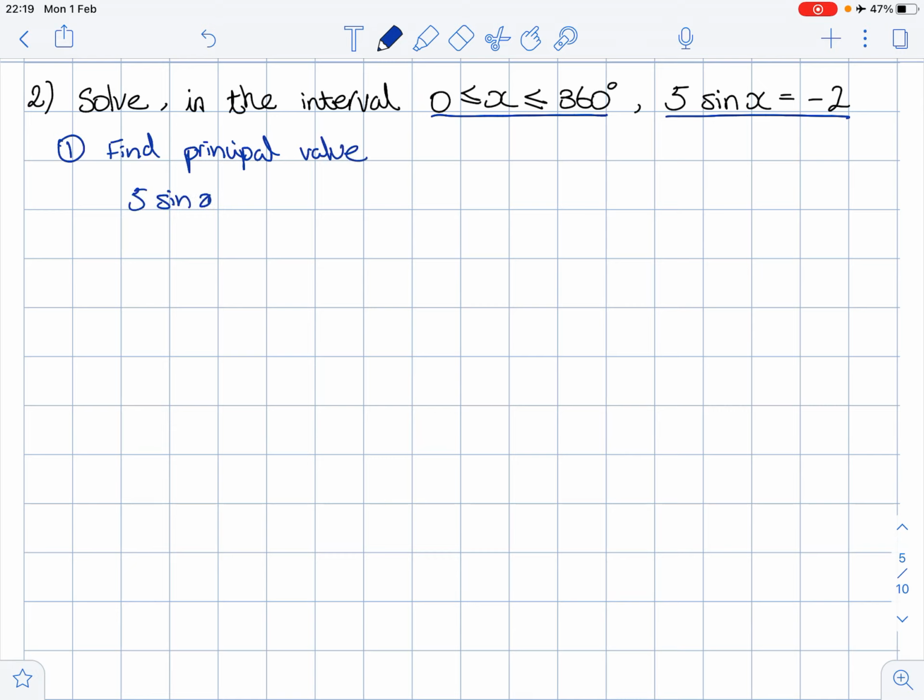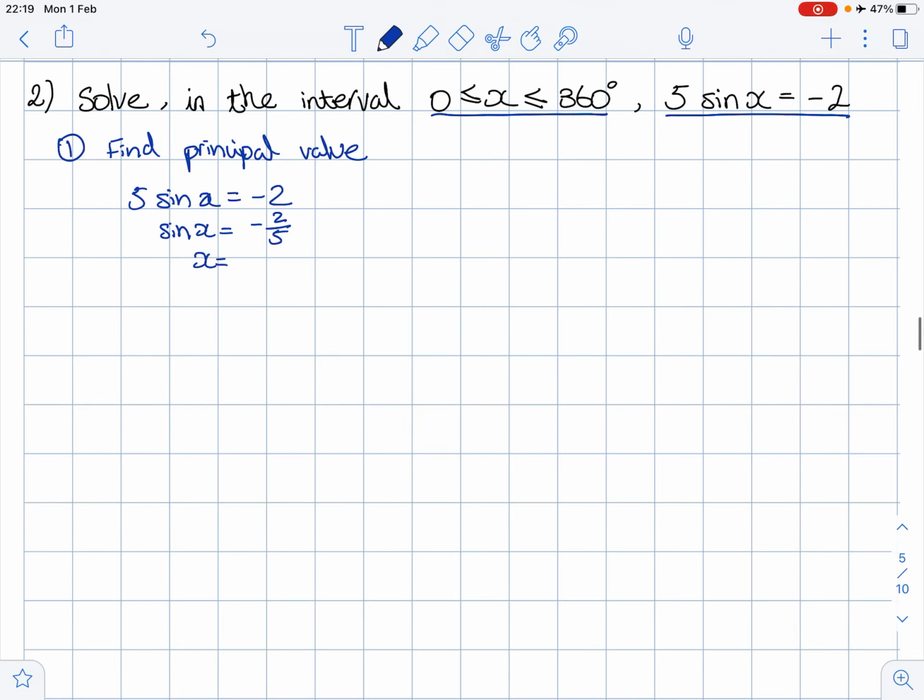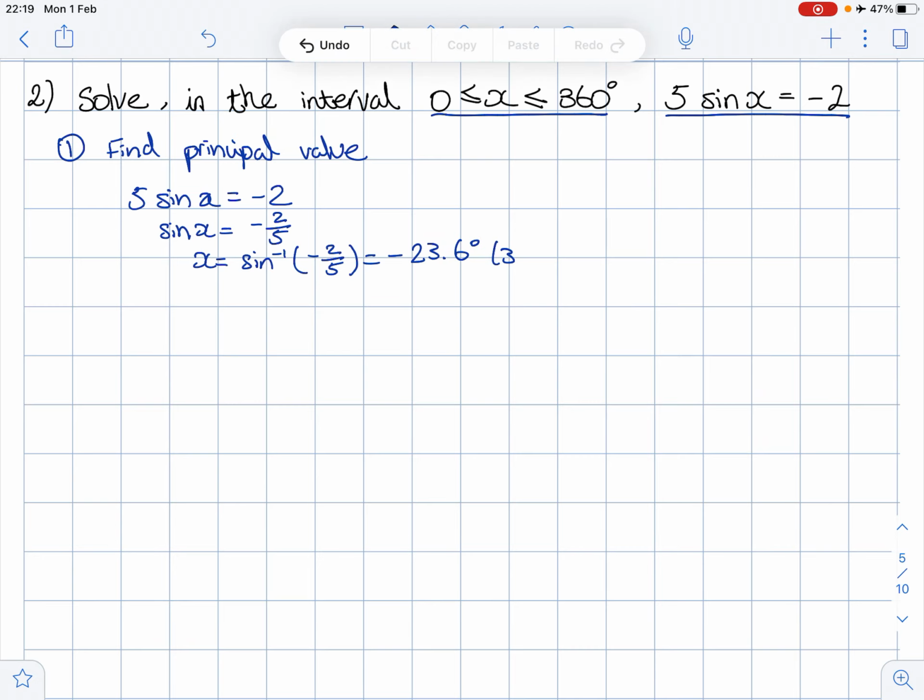So we're just going to solve the equation 5 sin x equals minus 2. Therefore, sin x is the same as minus 2 over 5. Therefore, x is equal to sin minus 1 of minus 2 over 5, and this value is equal to minus 23.6 degrees to 3 SF. So you always find your principal values from your calculator.